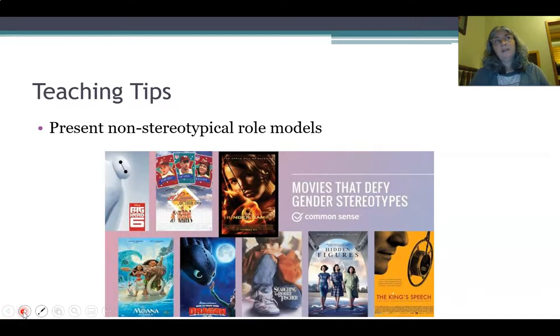Next, think about all the models you present in your class, because what do you know about social learning theory? Children will observe and imitate their same-sex model. So try to present non-stereotypical role models. Think about what we learned from those Disney movies.